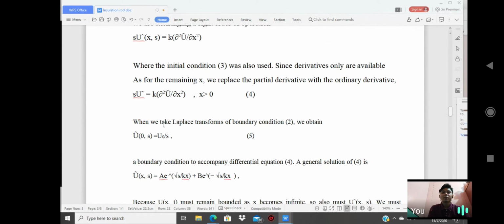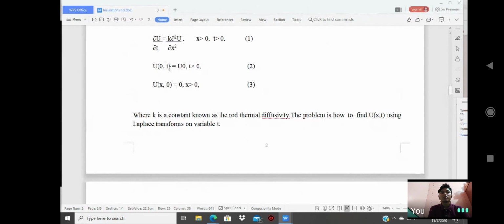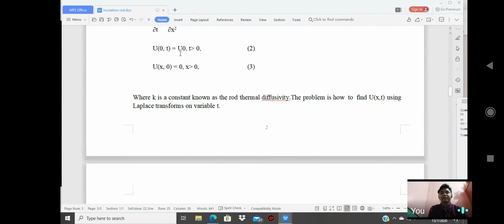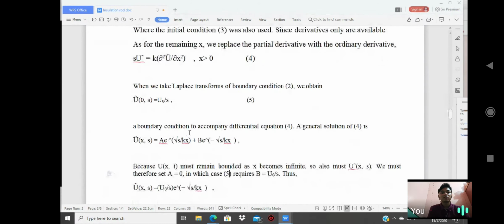When we take the Laplace transform of boundary condition 2, we obtain this equation, which is the condition of equation 2, where we change t to s and we divide U naught by s, and we will obtain this equation. This is the boundary condition to accompany differential equation 4. A generalization of equation 4 will be something like this.